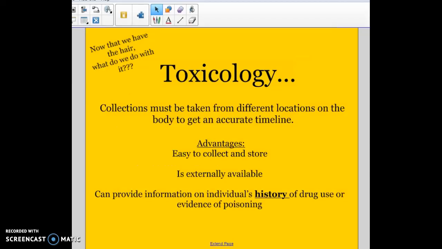The last thing that you can do is run toxicology on hair. It's nice because hair is easy to collect and store and it's externally available. They take hair from all over the body to get an accurate timeline, and they can get a pretty good idea of an individual's history of drug use or evidence of poisoning because your hair sucks up everything that goes into your body and it stays in your hair as it grows. So it can say, this person stopped using drugs approximately 6 months ago, or this person is using drugs up until current time, and so on. They can do pretty good toxicology screens via hair.